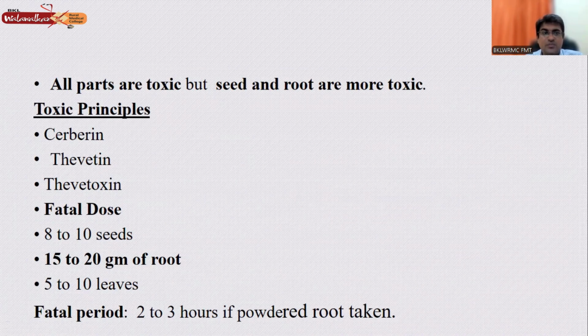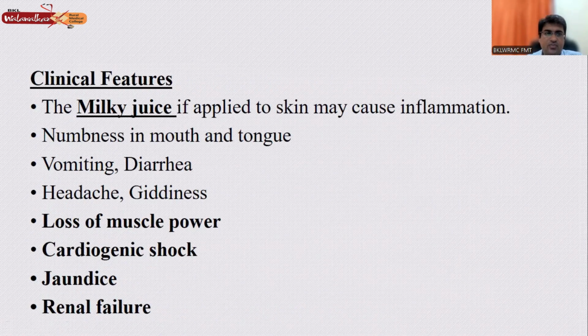About the toxic principles, remember these: cerberin, thevetin, thevetoxin. These are the toxic principles of this plant. Fatal dose: 8 to 10 seeds, 15 to 20 grams of root, and 5 to 10 leaves are fatal in nature. Now about the fatal period: 2 to 3 hours. If powdered root is taken, it may be fatal to human life.